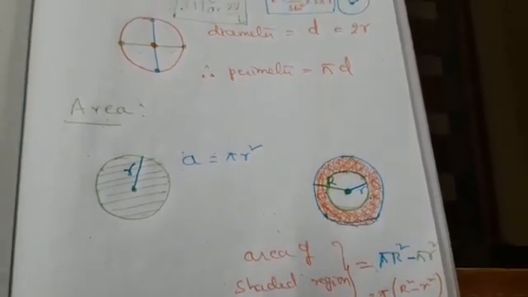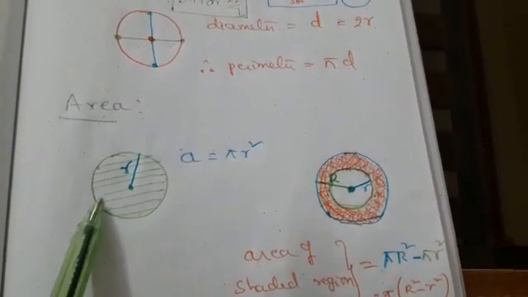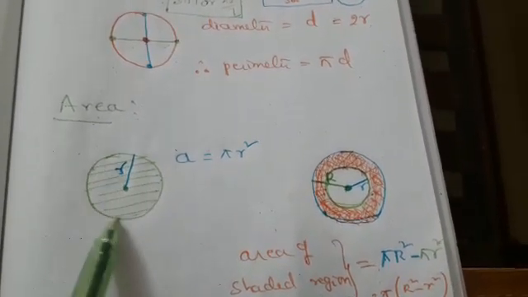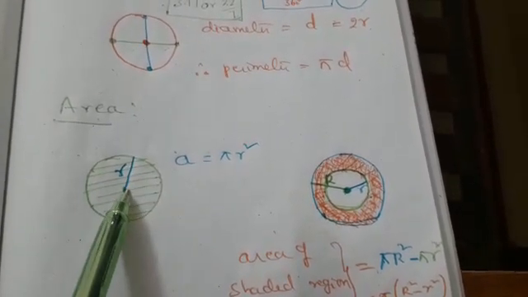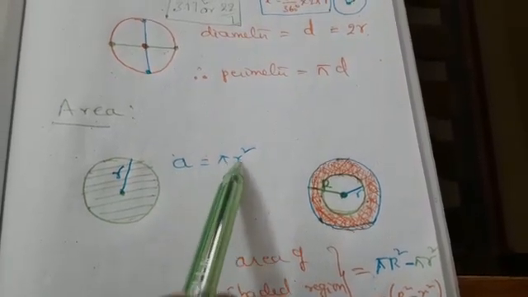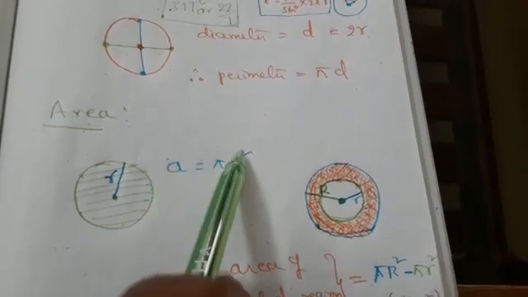So what is area of the circle? Now you have a boundary, and within the boundary, the space occupied within the boundary, right? That is called area. And area is usually represented as A. A is equal to pi r square is the formula.